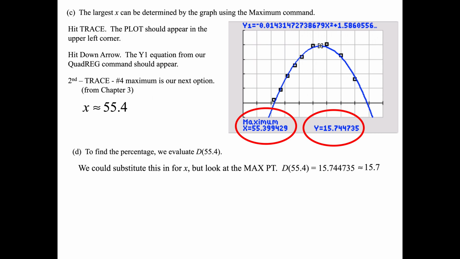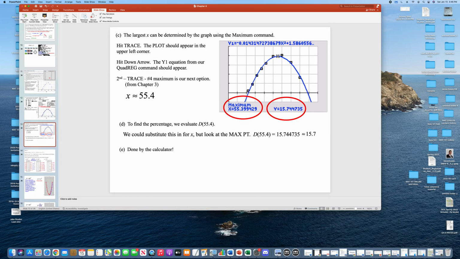For question D, use the model in part B to approximate the highest percentage of the population that is divorced. That would be the 15.744735, or we can say 15.7 because our data gave us one decimal place in the y's. Part E, use your graphing calculator to make the graph we did. All right, so again, just so I can avoid that blue screen, we'll end the show.